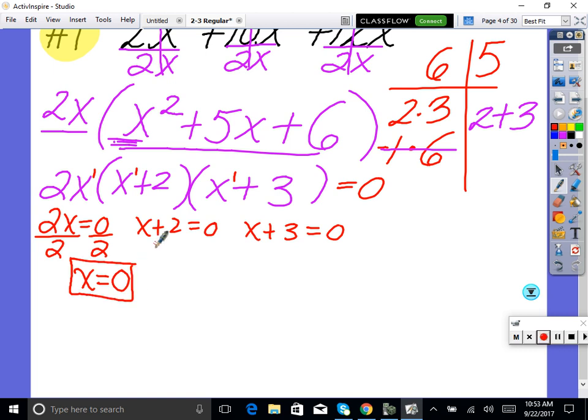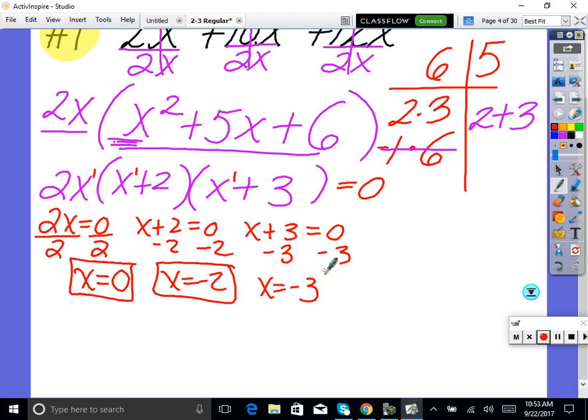What do we do here? Minus 2, x equals negative 2. And then subtract 3, x equals negative 3. Now I need you to check something for me. If it's a degree 3, we should have 3 solutions. Was it degree 3? So we have 3 solutions, so we found them all. So what do you think, degree 4? How many solutions should we see with degree 4? 4, you're catching on. Very good.